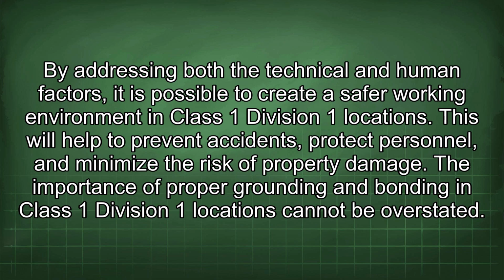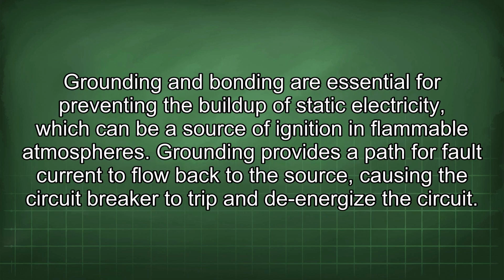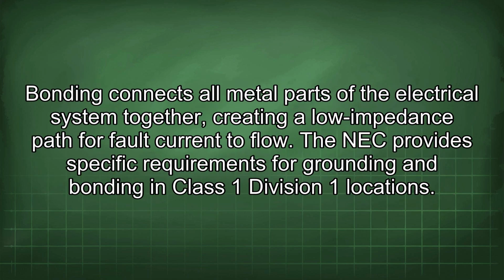The importance of proper grounding and bonding in Class 1 Division 1 locations cannot be overstated. Grounding and bonding are essential for preventing the buildup of static electricity, which can be a source of ignition in flammable atmospheres. Grounding provides a path for fault current to flow back to the source, causing the circuit breaker to trip and de-energize the circuit. Bonding connects all metal parts of the electrical system together, creating a lower impedance path for fault current to flow.